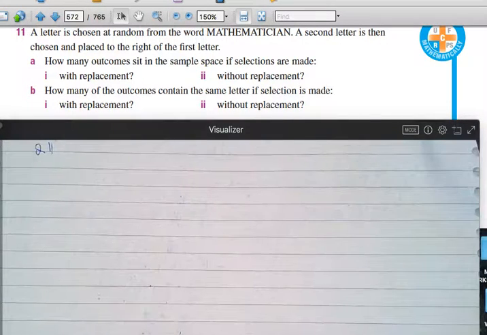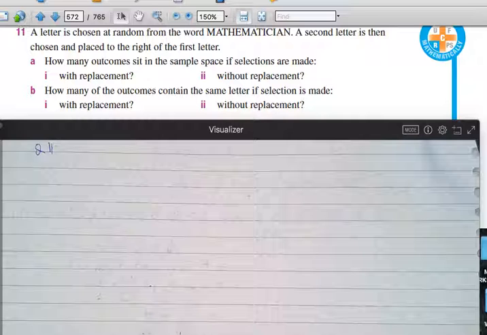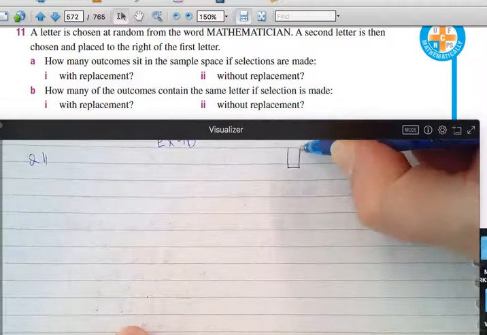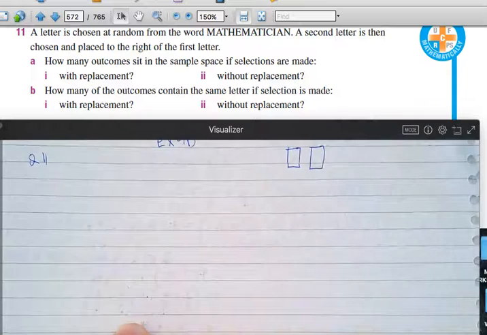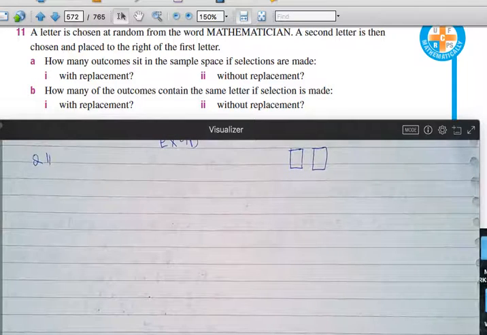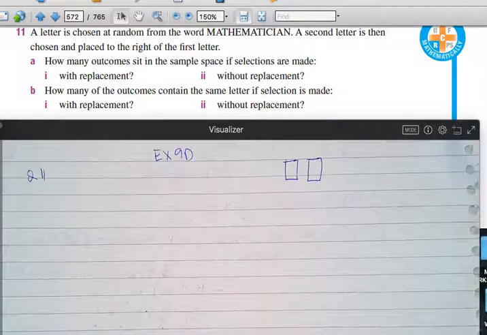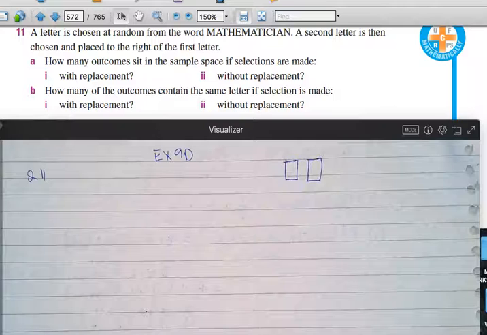So a letter is chosen at random from the word mathematician. A second letter is then chosen and placed to the right of the first letter. So what we're doing is we're picking out a letter. There it is. And there's the second one. Got it? We're picking out two letters and putting them on the table. All right. How many outcomes sit in the sample space if selections are made without replacement? So we're going to pick out the first letter and then the second letter.